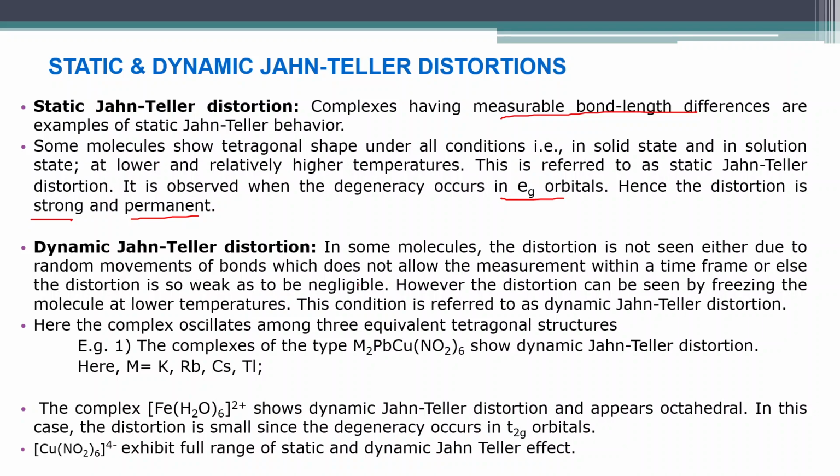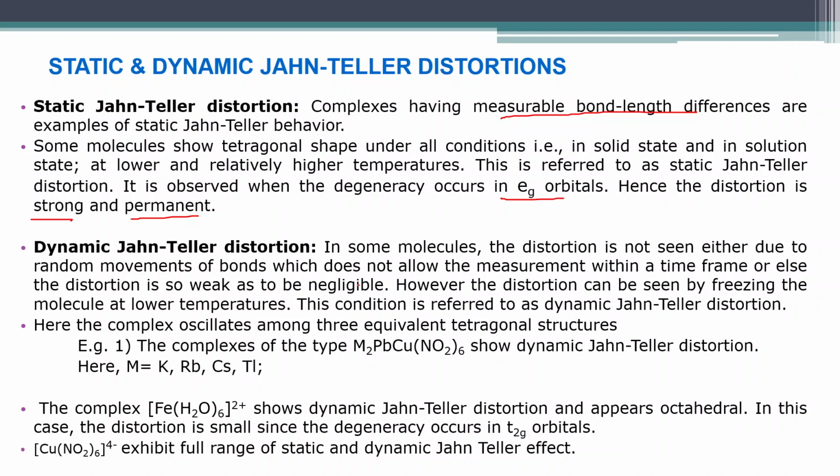When it comes to dynamic Jahn-Teller distortion, we cannot measure the bond differences. There are actual bond differences, but because of the random movements of the bonds, we cannot differentiate the bond length differences here. However, the distortion can be seen by freezing the molecule to lower temperature. If we want to view it, we have to freeze it at low temperatures, so that the random movements are stopped and the bond difference can be correctly measured.